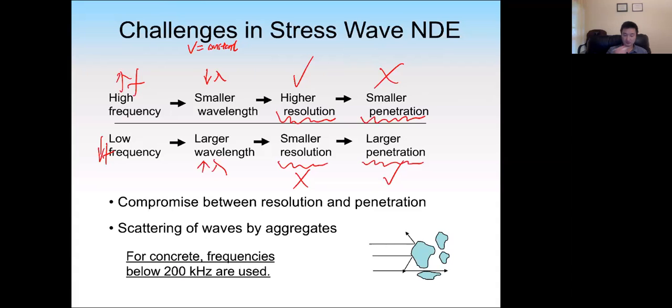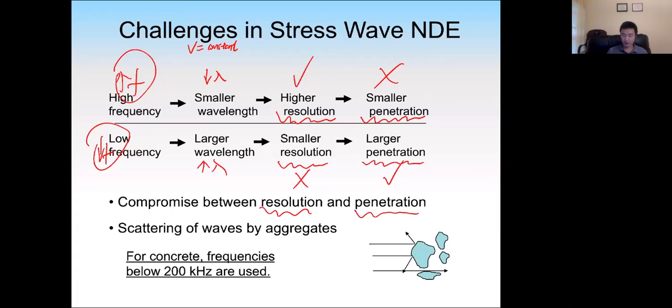Okay, so with increased frequency, we have better resolution, but we have smaller penetration. With reduced frequency, we have better penetration, but we have smaller resolution. Okay, so which frequency we use is actually a question of balance between the resolution and penetration.